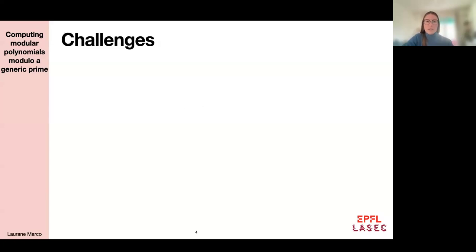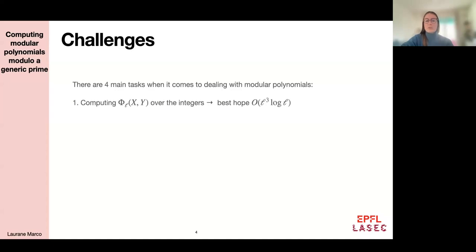So what are the challenges when it comes to modular polynomials? There are four main tasks that we can consider. The first one is just computing your modular polynomial over the integers. The best algorithm that you can hope for is of the order O of L cubed log L, which consists just in writing down your polynomial, which takes that amount of work. So that's the best that you can hope for.